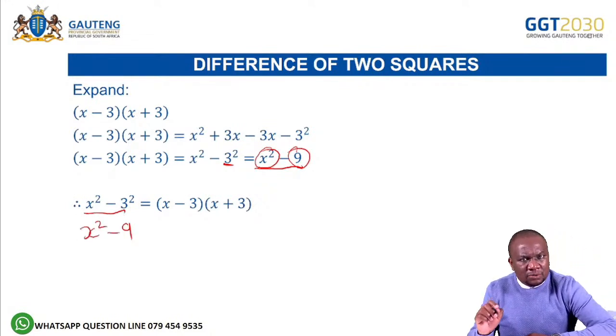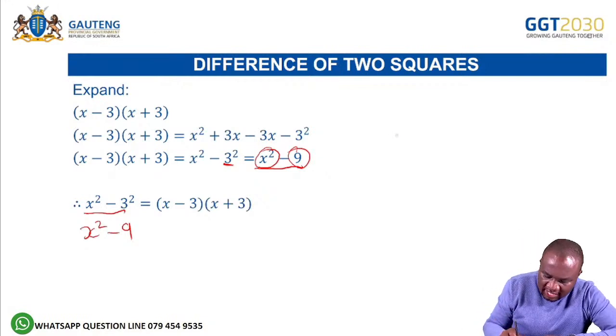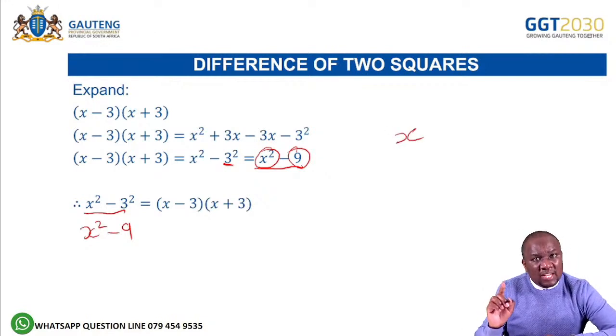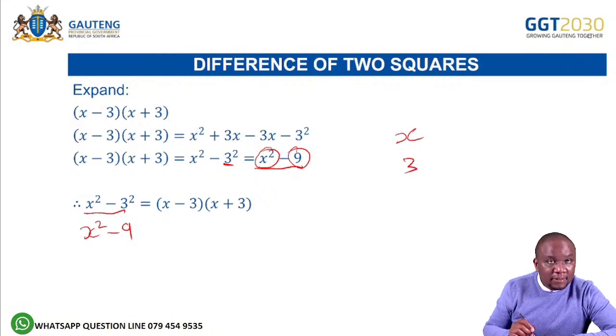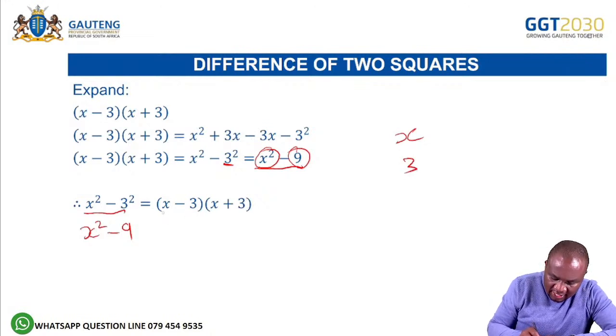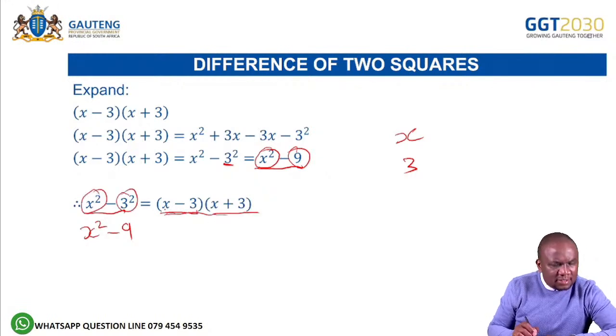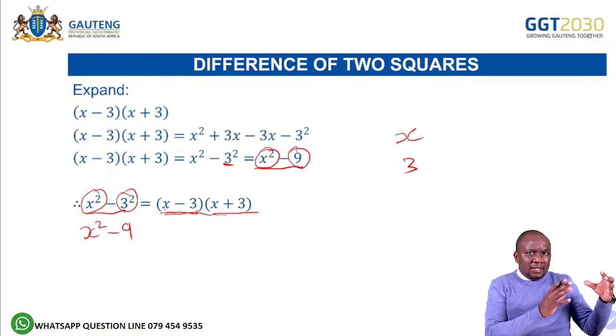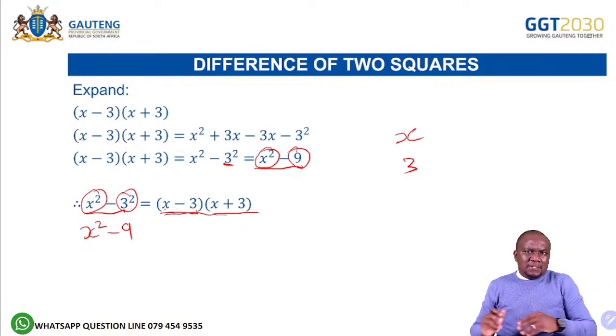What is the square root of x squared? It is x. What is the square root of 9? It is 3. You see that? And then we say x minus 3, x plus 3. We are putting the square roots of these things, and then we have our two brackets like that. The other one with a minus, the other one with a plus.